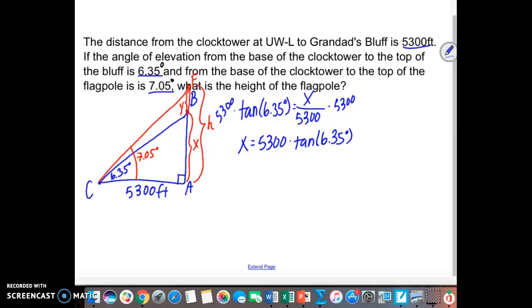Making sure that your calculator is in degree mode, our x value ends up equaling 589.8 feet.